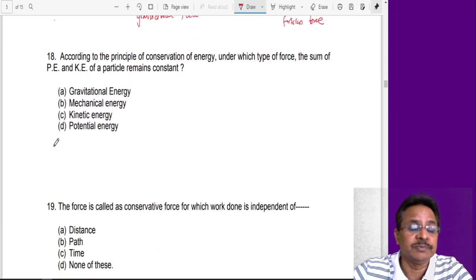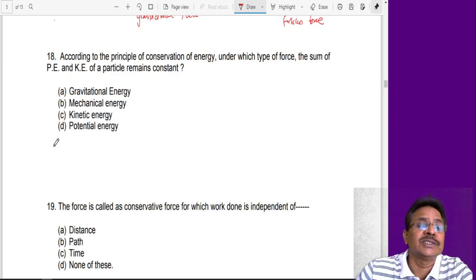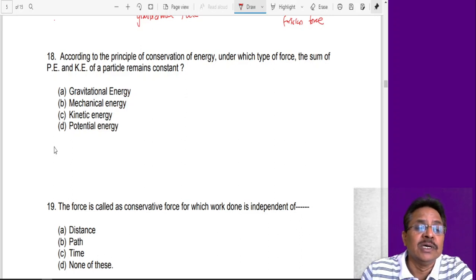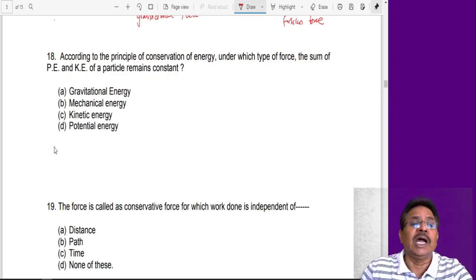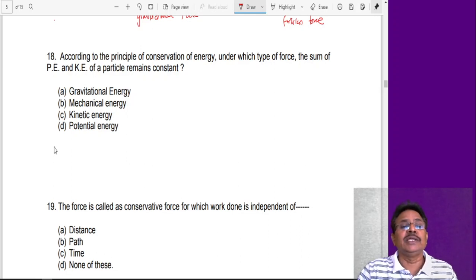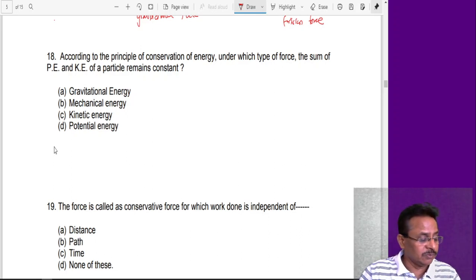Now question 18. According to the principle of conservation of energy, under which type of force does the sum of potential energy and kinetic energy of the particle remain constant? The options are gravitational energy, mechanical energy, kinetic energy and potential energy. So under which type of force does the sum of potential energy of a particle and kinetic energy of the particle remain constant? Can anyone give me any idea of this question?